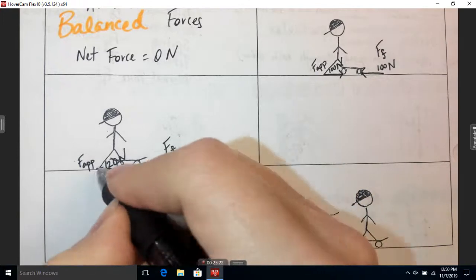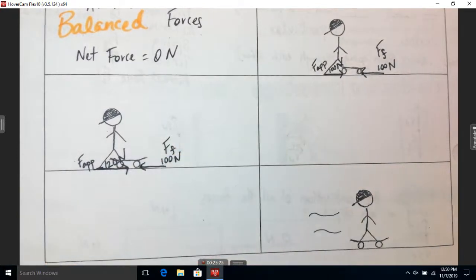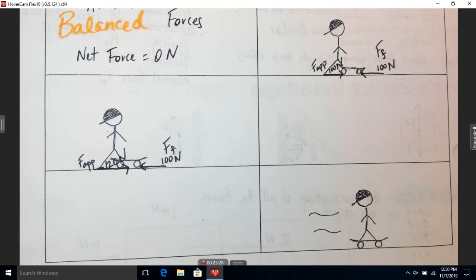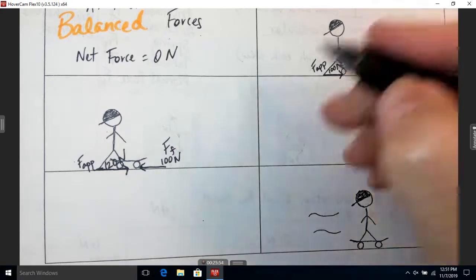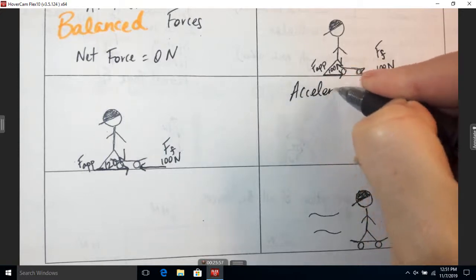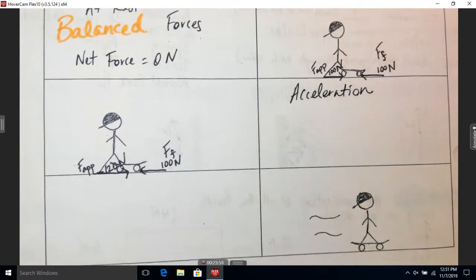What's his motion going to be? No, what's his motion going to be? When I ask you for his motion, that's going to be words that I taught you last week. Last unit, last stuff. What's his motion going to be? Is he going to be at rest? What's he going to do? There it is. Acceleration.